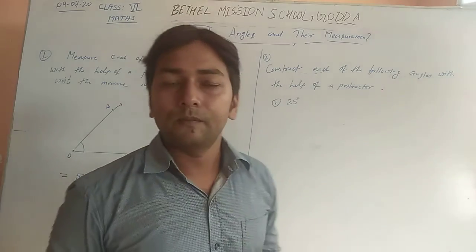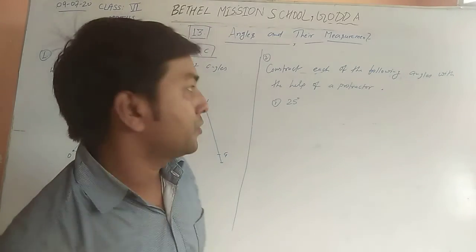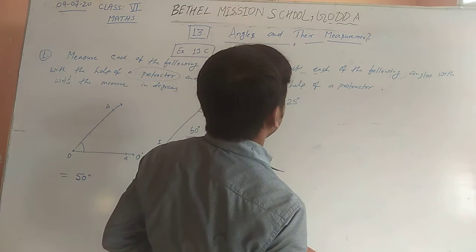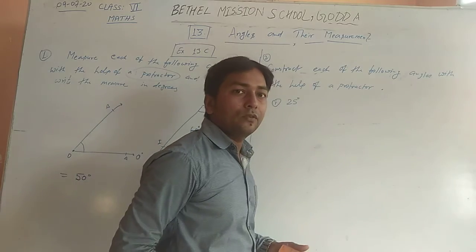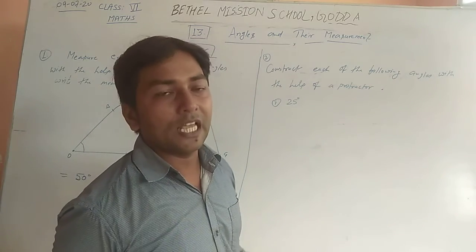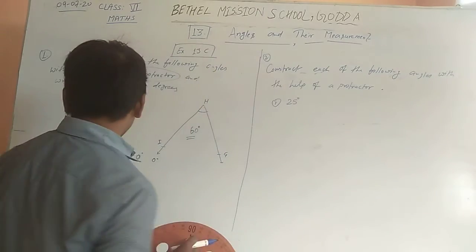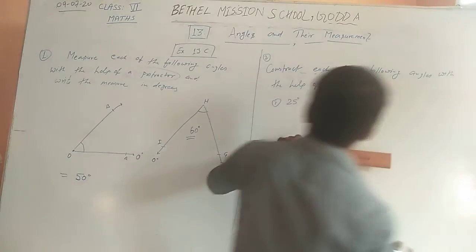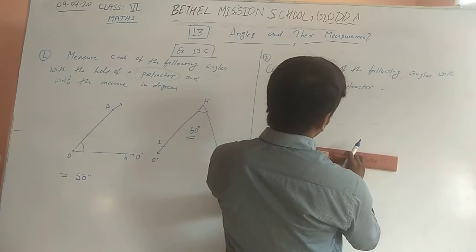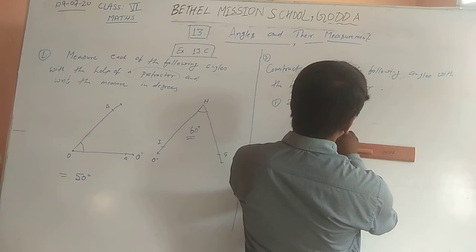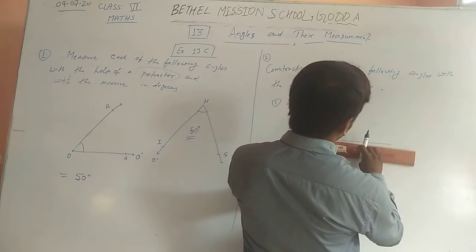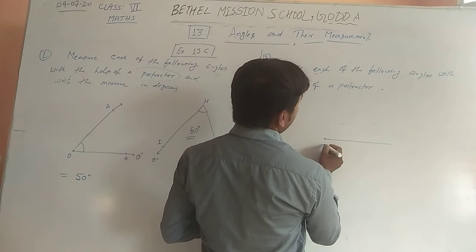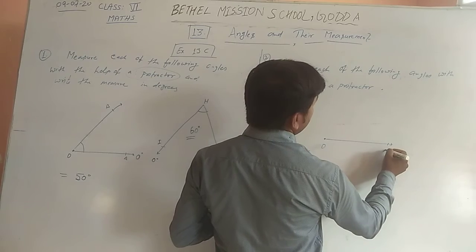And there are many examples given. You can do yourself. Now, second number. Construct each of the following angle with the help of a protractor. 25 degree you have to construct with the help of protractor. Okay. So first you will draw one line with the help of a ruler. Okay. Draw one line. And give a point, give the name O, and this is A.